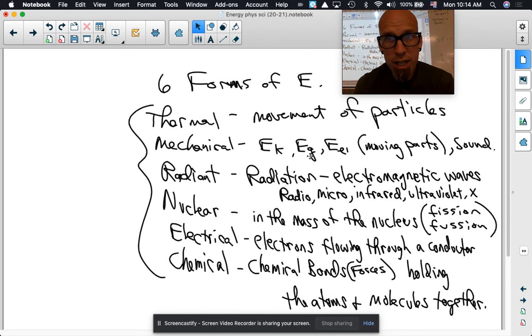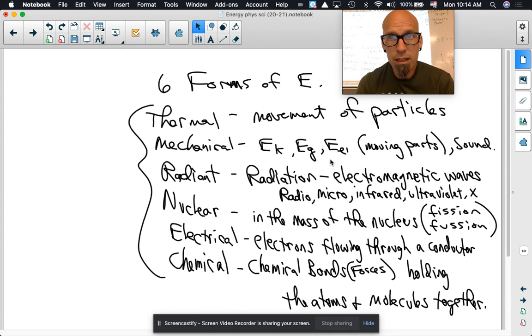Then, of course, we have gravitational and we have elastic. And again, we have stored. So energy can be stored elastically and gravitationally, or we can have motion involved, which would be EK. So we have both stored and motion energy.